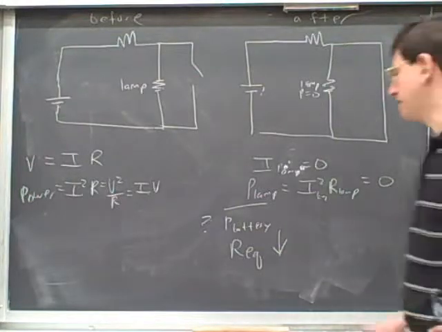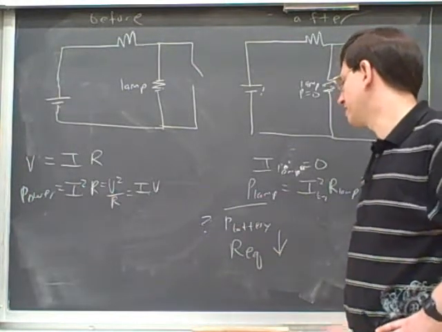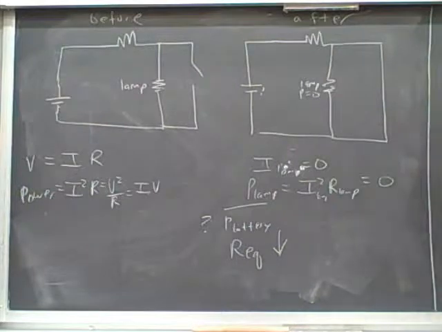That was a good start. Now that we know that the equivalent resistance perceived by the battery has gone down, how can we figure out what's happened to the power delivered by the battery?